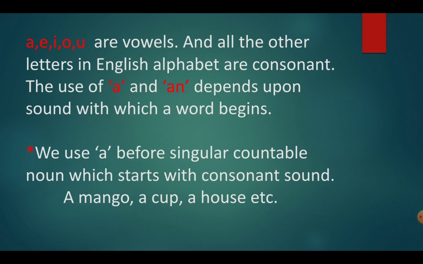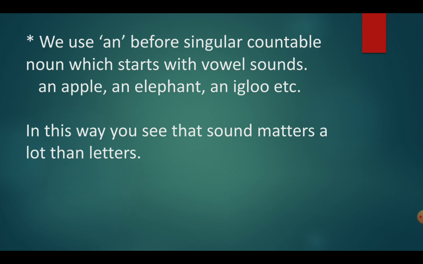But if any noun starts with a vowel sound, then we use an. So, we use an before a singular countable noun which starts with a vowel sound. For example, an apple, an elephant, an igloo, and so on, etc. So in this way, children, you see that sound matters more than letters.